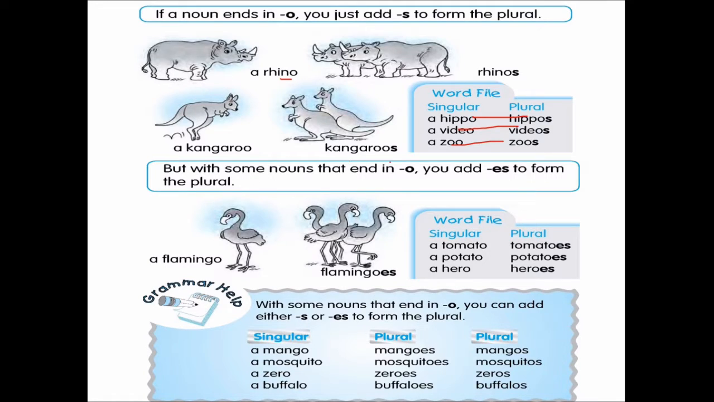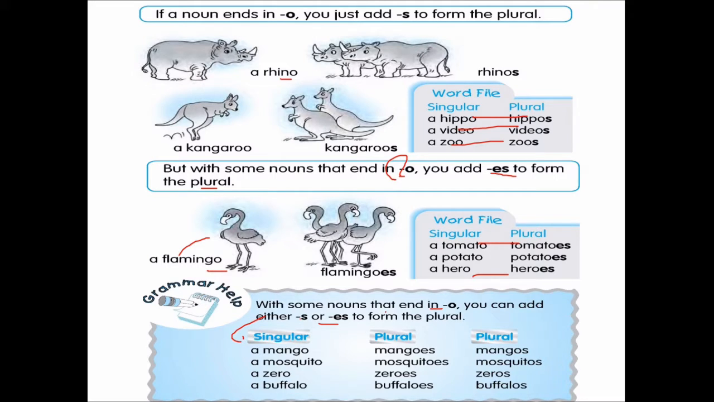But with some nouns that end in o, you add es to form the plural, like flamingoes. This was only rhinos, but you add es here. Why? With some nouns that end with o, you can add either s or es, but for flamingo, you make flamingos; tomato, you make tomatoes; potato, you make potatoes; hero, you make heroes.